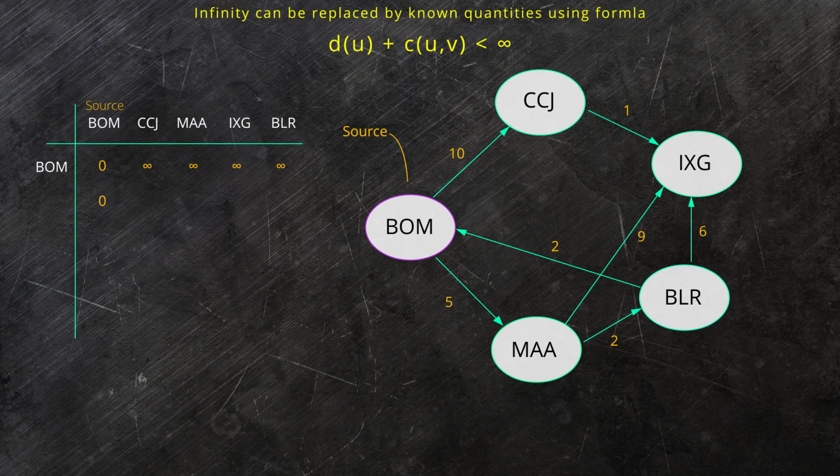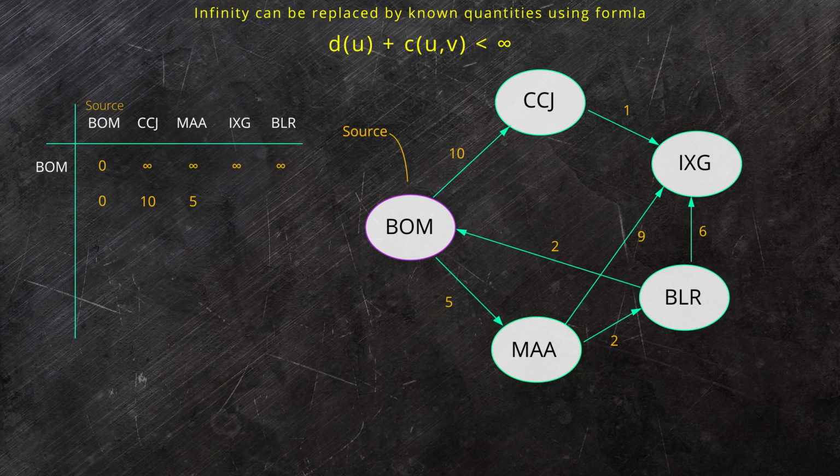Now BOM to CCJ: BOM initially is 0, and cost of BOM to CCJ is 10. So 0 plus 10 is less than infinity, so you will be updating the value of CCJ as 10. Now look at the next one. Do we have a route from BOM to MAA? Yes. The cost of BOM is 0, and cost of BOM to MAA is 5. So 0 plus 5 is 5, less than infinity. So you will be updating MAA.